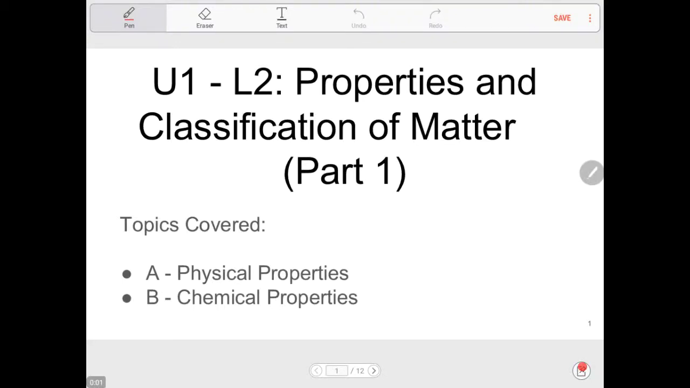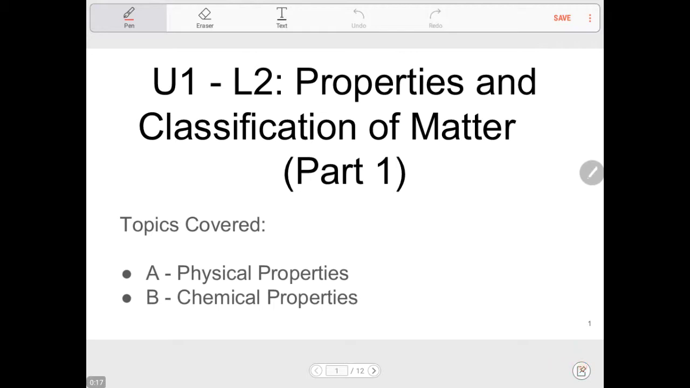Hi everyone, we're now on to the second lesson of our chemistry unit in Science 10. And in fact, what I did is I broke this lesson up into kind of two chunks. As you can see, this is properties and classification of matter. This is part one. We're going to be looking at physical properties and chemical properties.